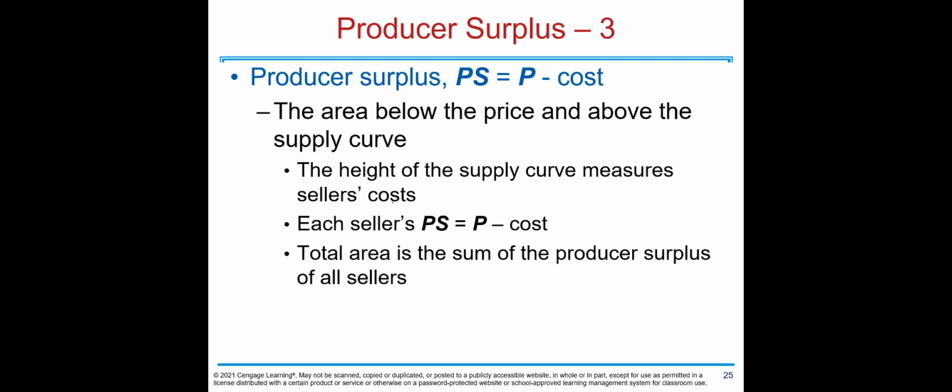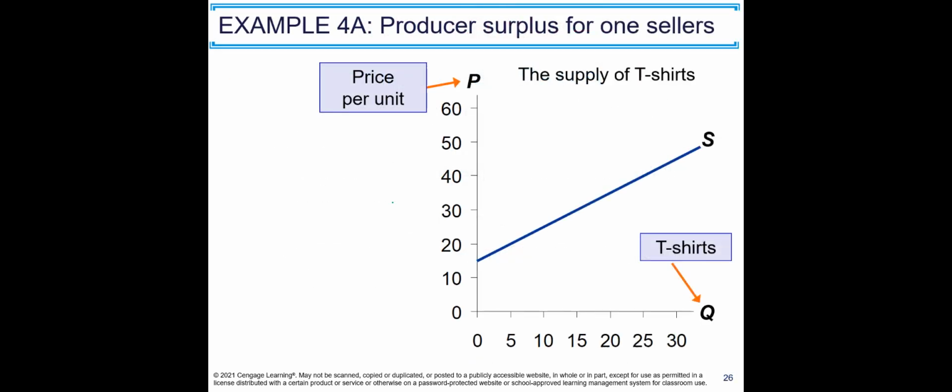So, as a summary, producer surplus is the area below the price and above the supply curve. The height of the supply curve measures the seller's cost, and each seller's producer surplus is price minus cost. And the total area is the sum of the producer surplus of all sellers.